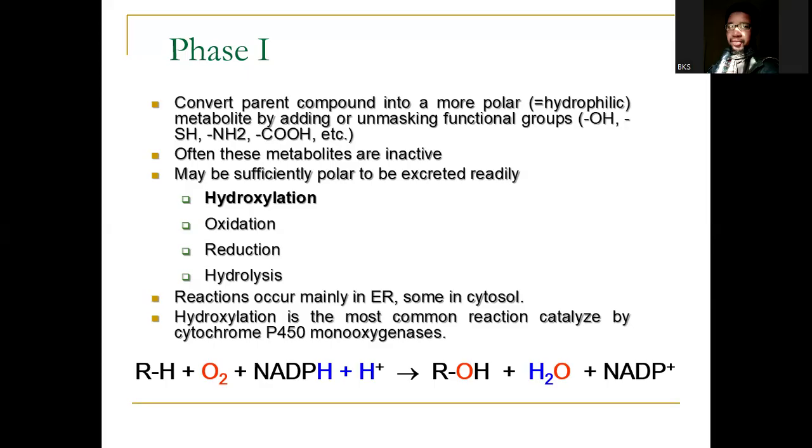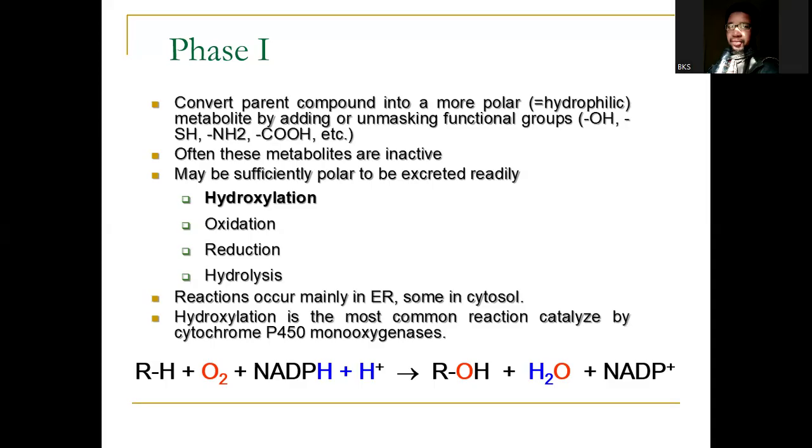But for that reaction to take place, first of all, you need this one reaction, which is more or less making the molecule easily react with a more polar substance. So it's a kind of activating the compound, or making the compound a bit reactive, so that it can undergo the conjugation reaction easily.